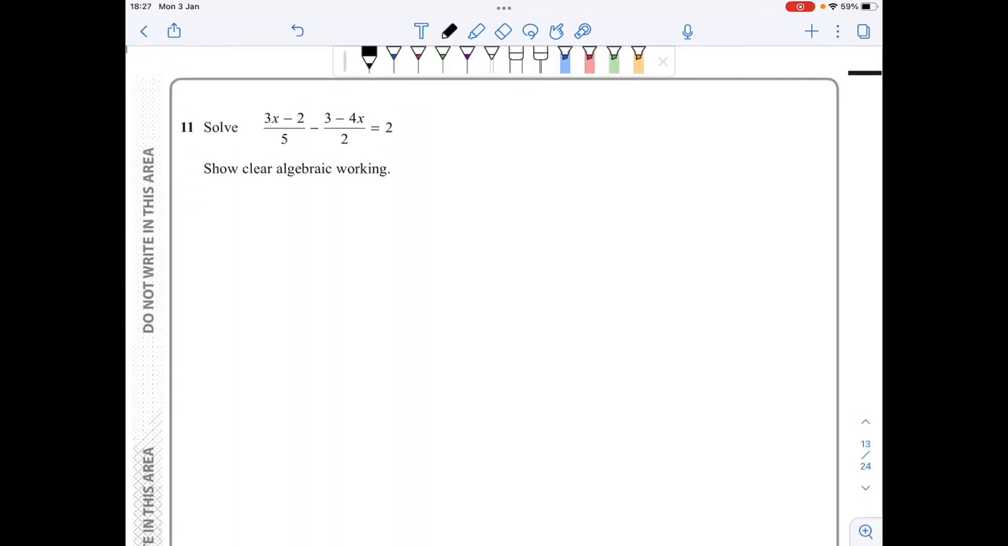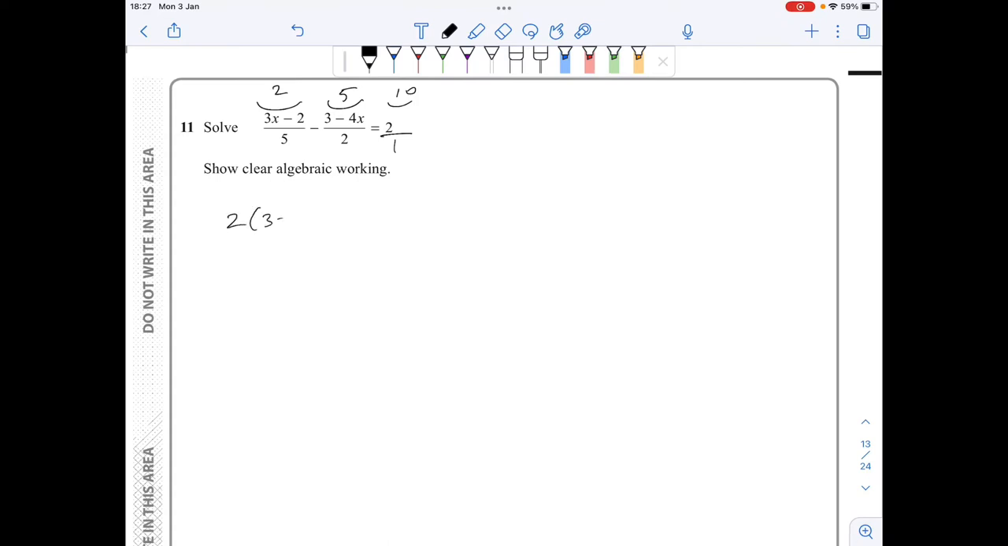In question 11, the lowest common multiple of the three denominators is 10. So I'll make the denominators the same and cancel them out. So I'll need to multiply the first one by 2, the second fraction by 5, and the third one by 10. Now, I will not write down the denominators since they cancel out. I'll just write the numerators.